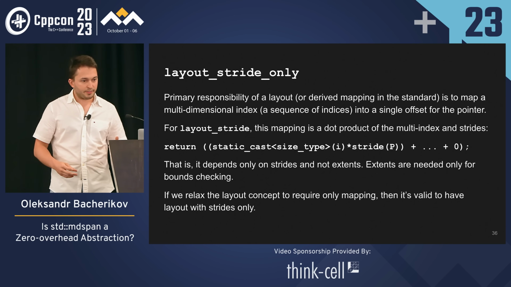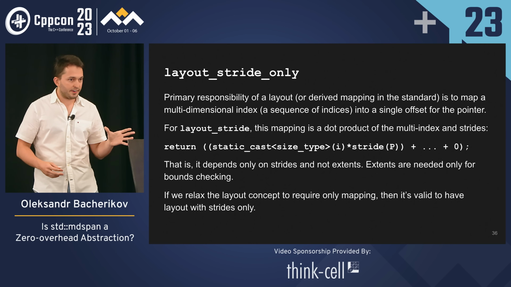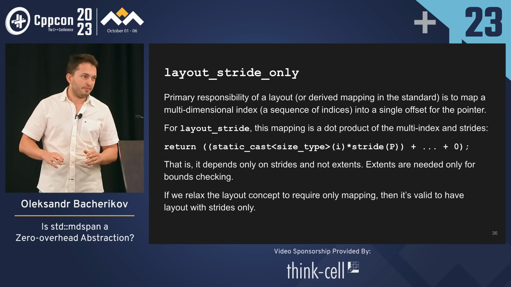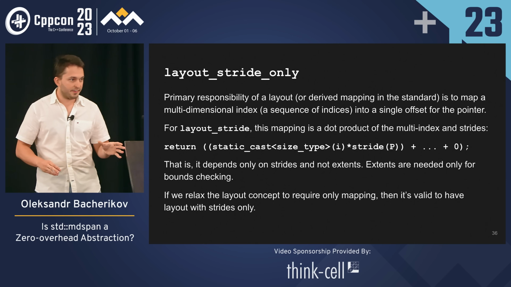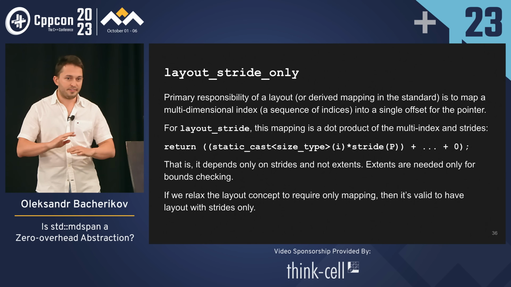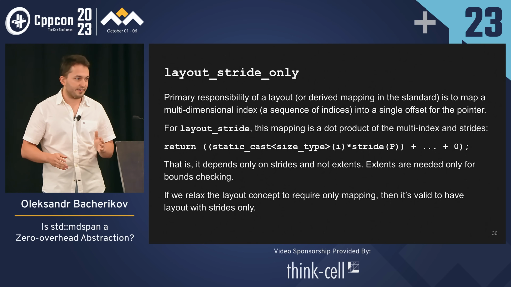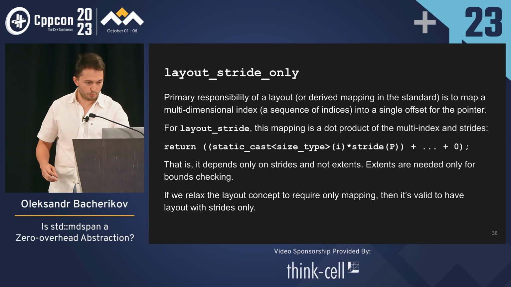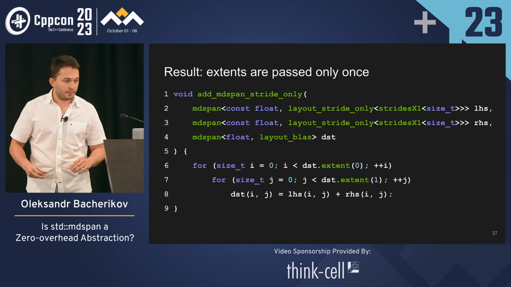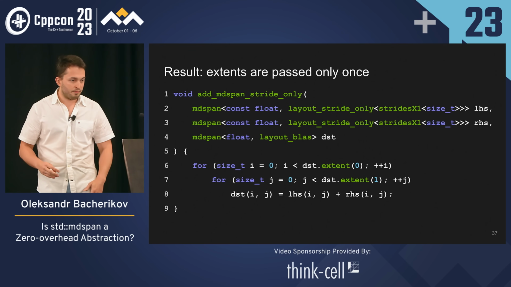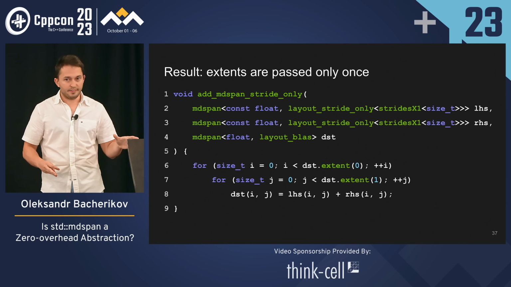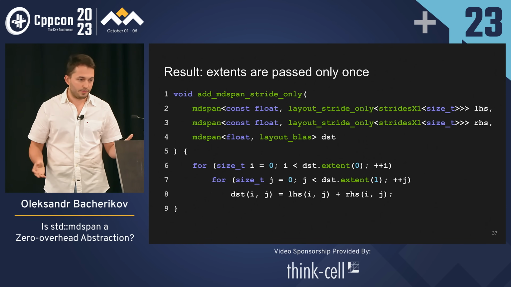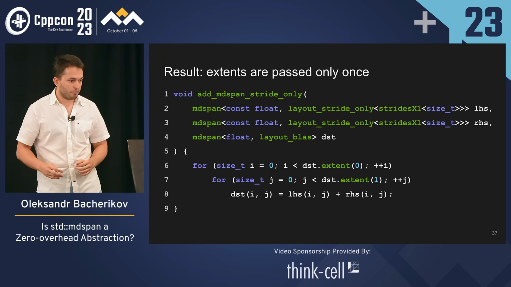And in that case, it's valid to have what I call layout strides only. And after this, we might say that it's not valid to call our thing mdspan anymore. Maybe it's like an md pointer or something. But I guess it's not too important, so let's continue to use mdspan. And having this, we can actually fix our issue. We can use this layout with only strides for 2 of the three arguments, and extents are passed only once.